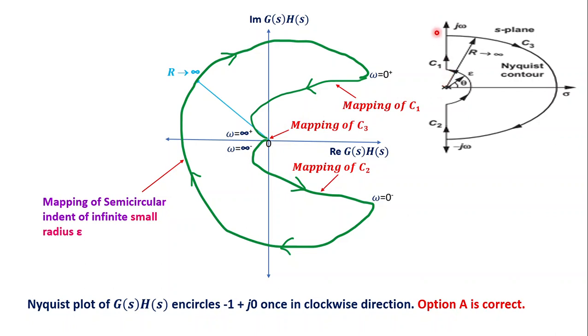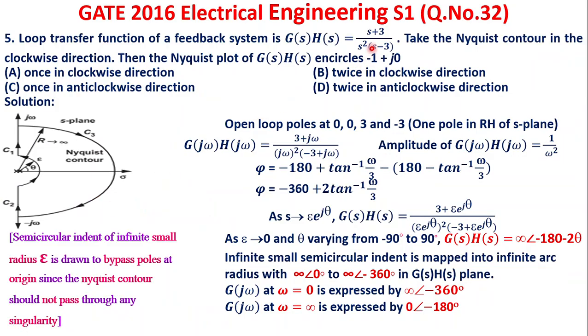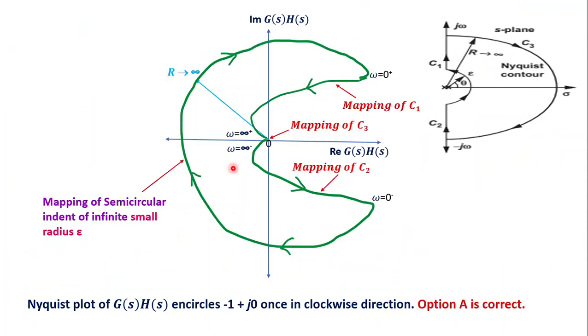What is next? We have to map C3. We know very well that whenever the number of open loop poles is greater than the number of zeros, it is always mapped onto the origin. I have already explained this in the control systems lecture series, so I don't want to repeat it. Therefore, this is mapped onto the origin. Then this mapping is actually the mirror image of this, so you take the mirror image. That's all. So the direction goes this to this, and this to this.